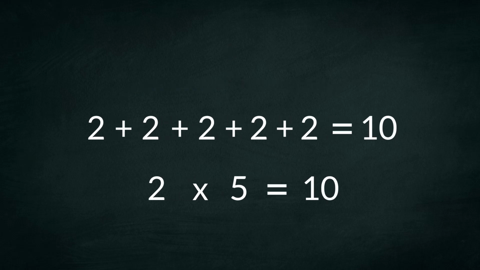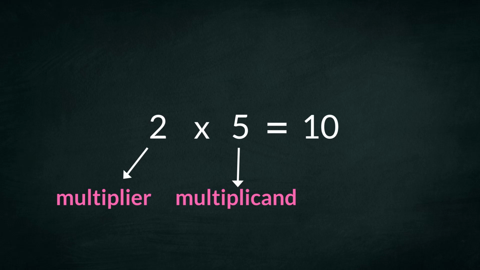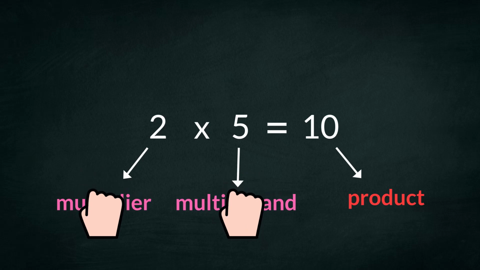The answer is 10. In a multiplication problem, the first number is called multiplier, the second is multicand, and the result is the product. Multiplier and multicand also go by another name, and that is factor.